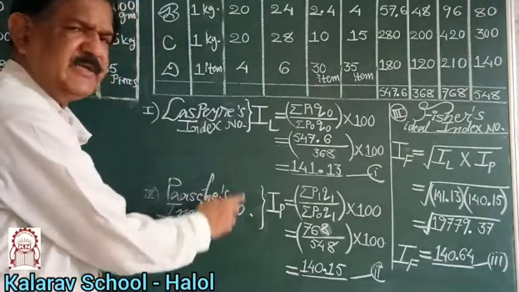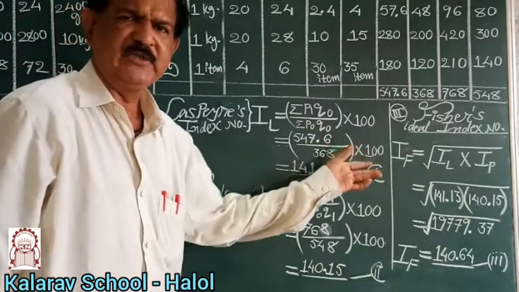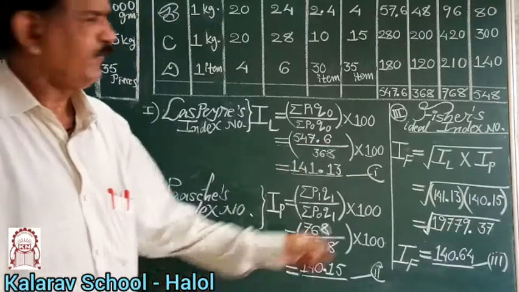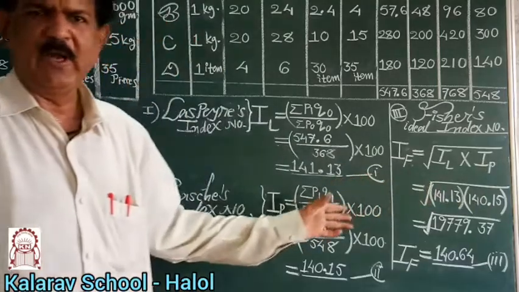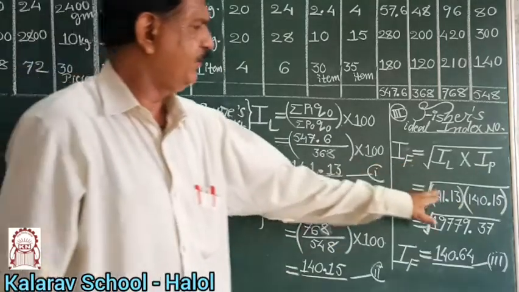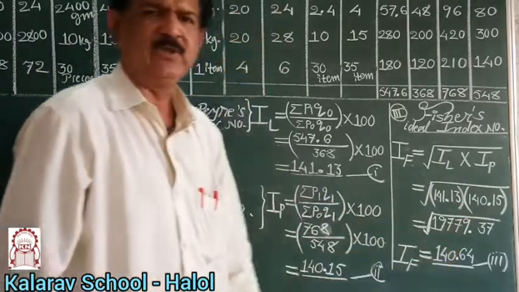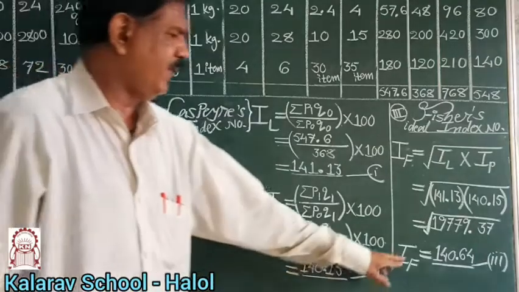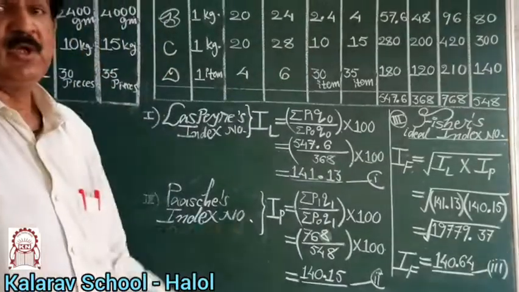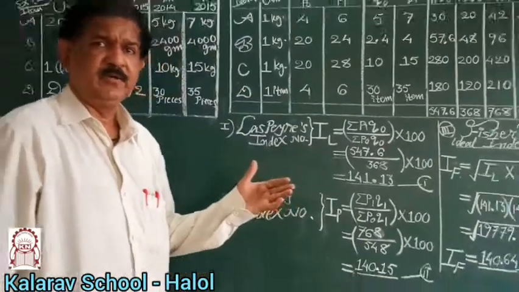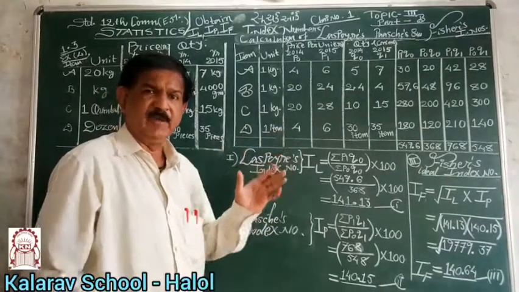With the help of the Laspeyres index number and Paasche's index number, we can easily calculate Fisher's ideal index number, which is the geometric mean of Laspeyres and Paasche's index numbers. IF is given by the square root of IL into IP. Substitute the values directly: 141.13, 140.15. Multiply these quantities and take the square root. Our answer will be 140.64. Answer number 3.